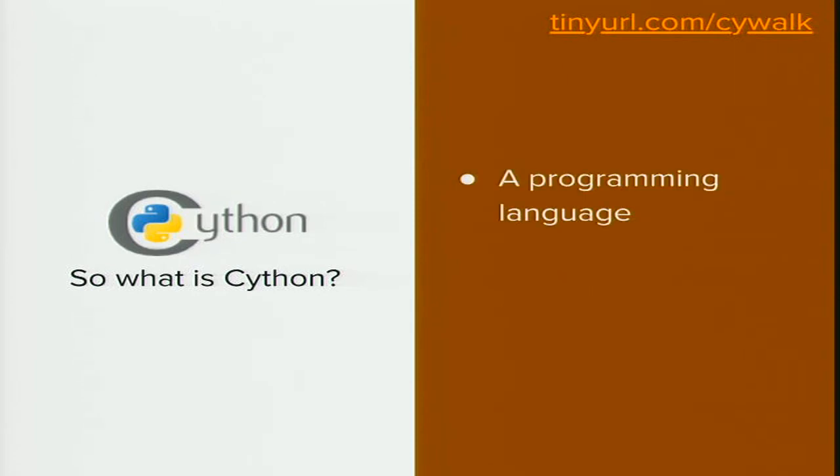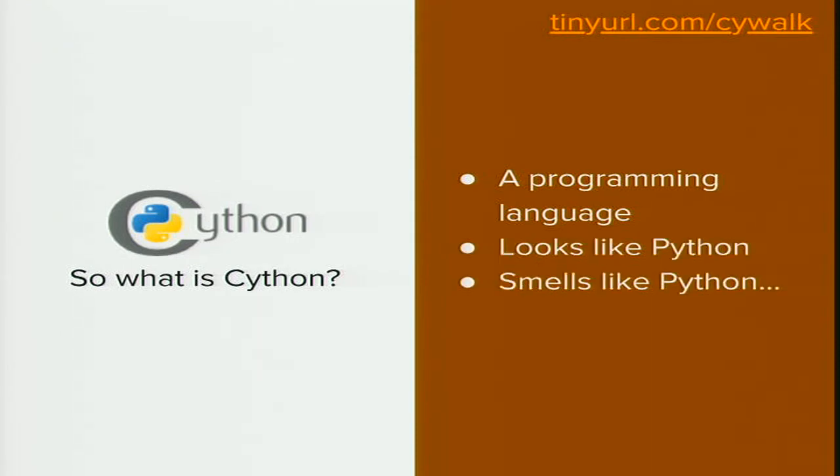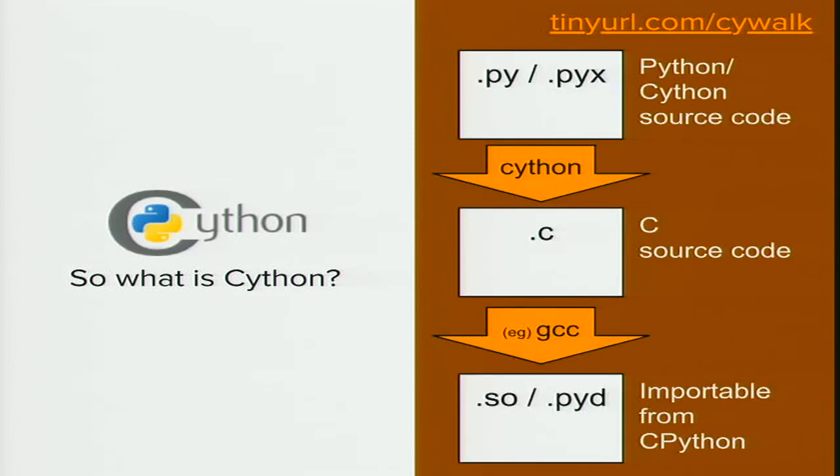So, what is Cython? At the most basic level, it's a programming language, just like Python is. In fact, it looks a lot like Python, smells a lot like Python, and so on. But it has a few extra features that we will have a look at. So, Cython takes a Python source code file or a Cython source code file and converts it into a C source code file, which can be compiled into a compiled module that Python can then import using exactly the mechanisms you'd expect, the import statement and so on.